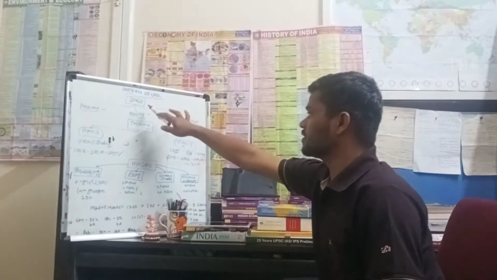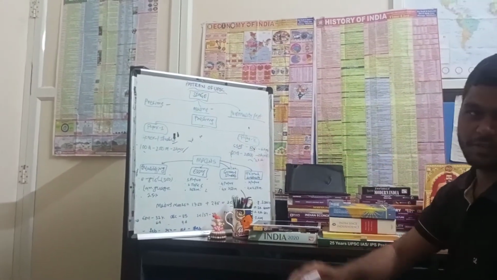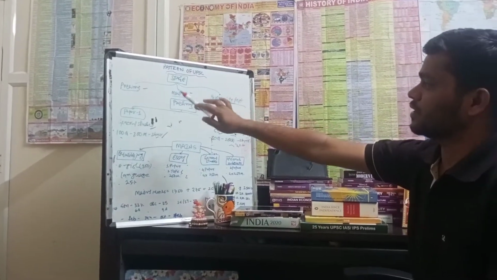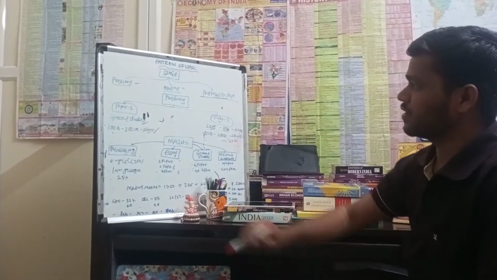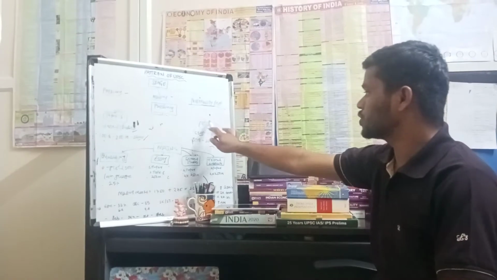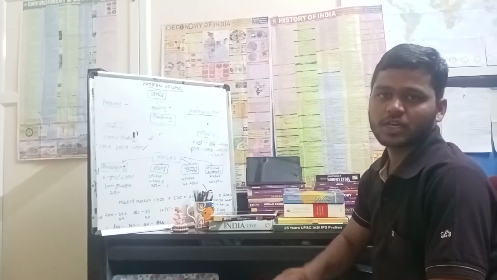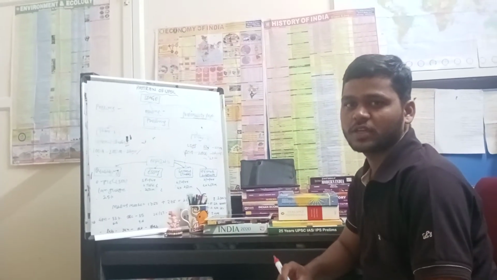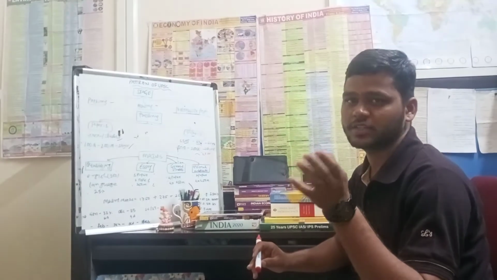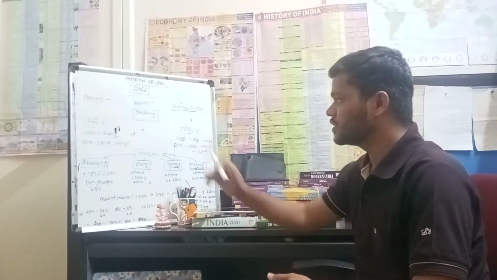If you see, there are three stages in the UPSC: prelims, mains, and interview, which we can call the personality test. In these three stages, in the prelims, there are two papers: paper 1 and paper 2. In paper 1, general studies. In these general studies, many subjects are there: history, polity, economy, geography, science and technology, environment. All of these subjects come under general studies.